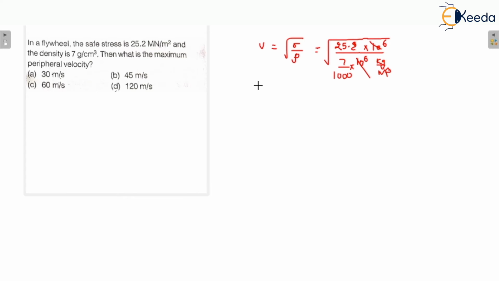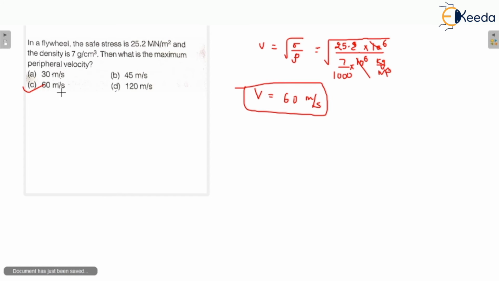You will get the value 60. That means velocity is equal to 60 meter per second. 60 meter per second, that is the answer, and according to the options, option C would be the correct answer.